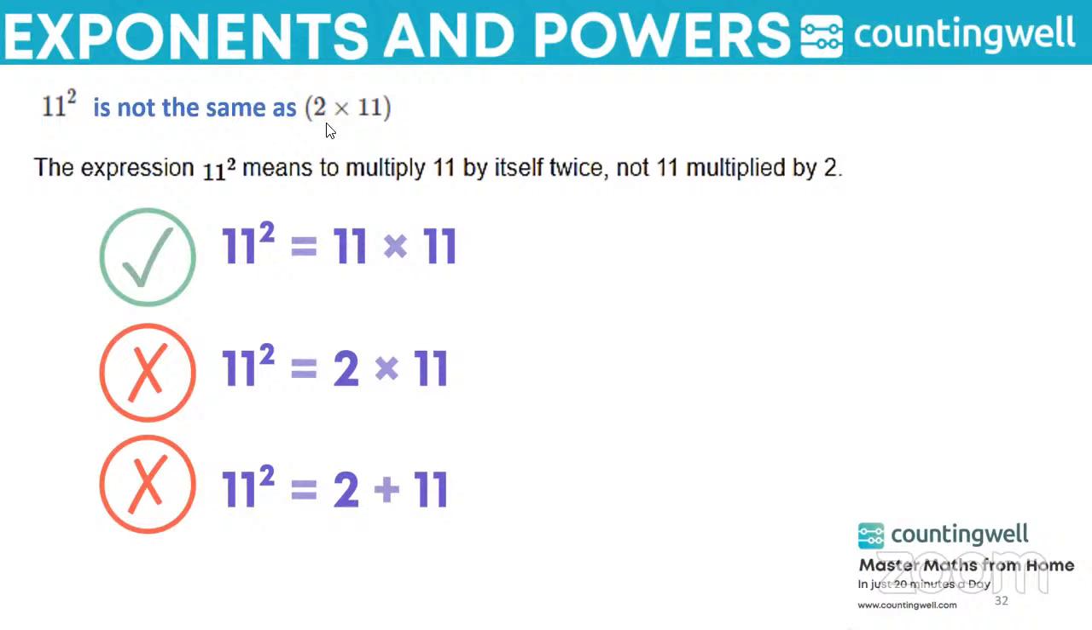Now, students often get confused about the representation of exponents and powers. Here the base is 11, the exponent is 2. So 11 square is not the same as 2 into 11. We have to multiply 11 by itself twice, not 2 multiplied by 11. So this is the correct way, and this is not the correct way: multiplying 2 to 11 or adding 2 and 11.